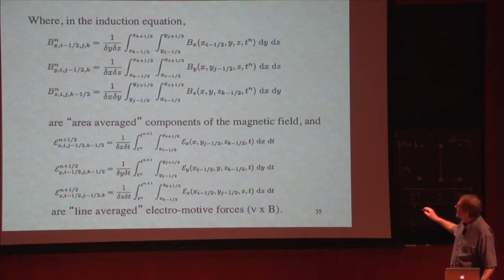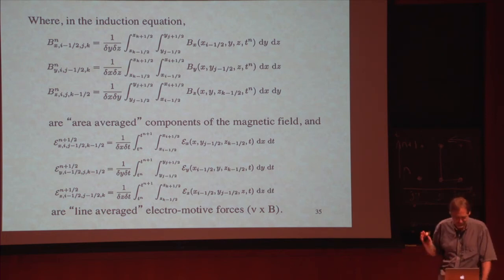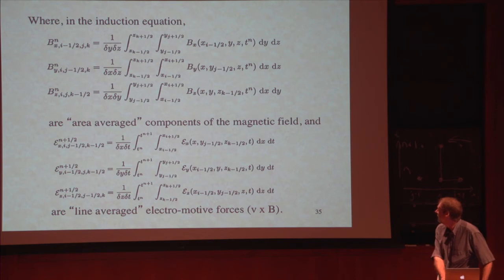And again, this B is just this area average of each component on the appropriate faces, and these electric fields are the appropriate time and line averaged. So just for completeness, I write it all out. I don't expect you to notice typos. I don't expect you to comprehend all this. Late at night, you can look through your notes and see whether this all makes sense.